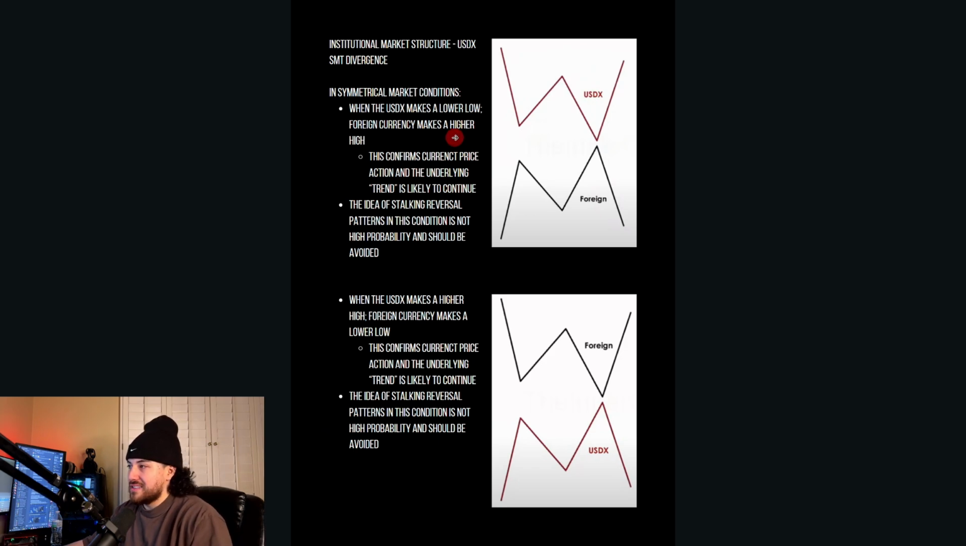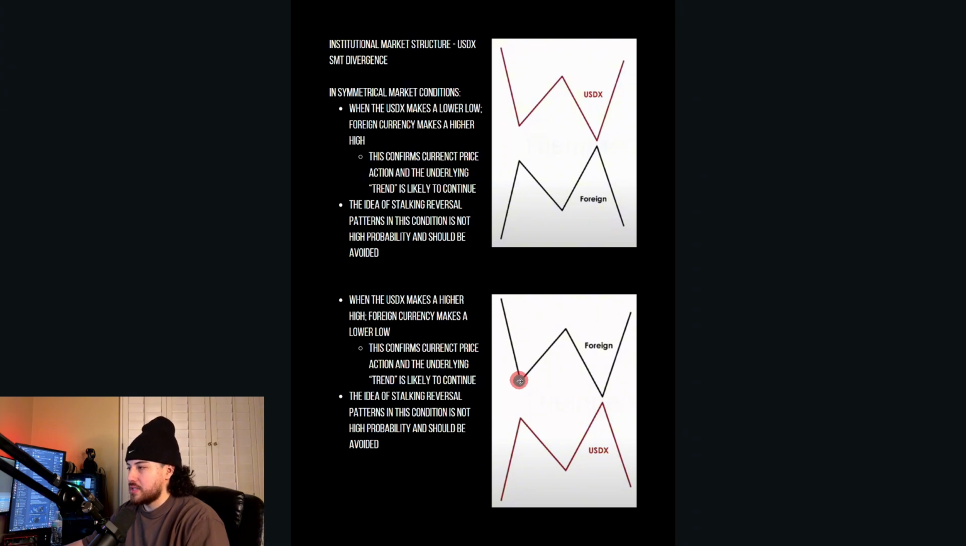So to try to simplify this a bit more, if we can see that the US dollar is printing lower lows and say EU is printing higher highs, most likely EU is going to continue this bullish price action or this bullish trend because the US dollar is losing strength. If the US dollar is continuing to drop, most likely that'll cause EU to continue to ride on higher. So once again, if we see this type of symmetry in the market, most likely EU is going to continue to push on higher.